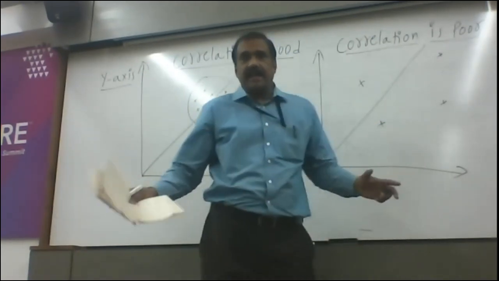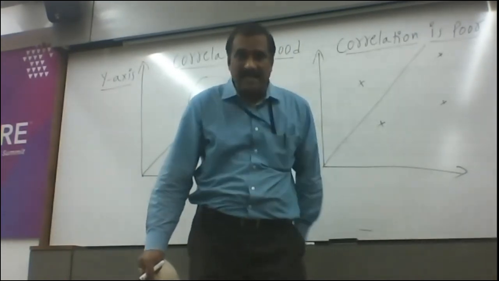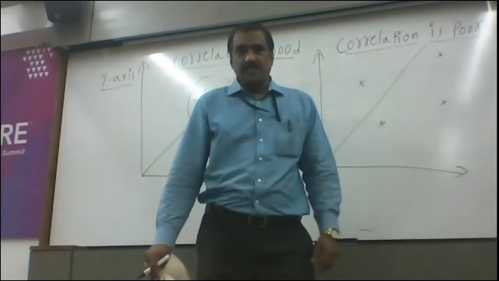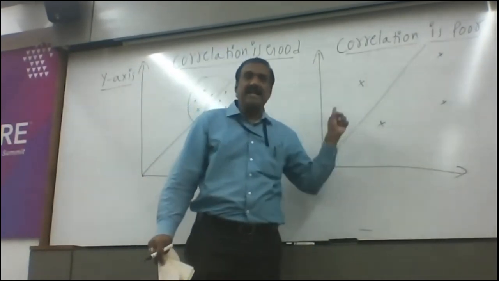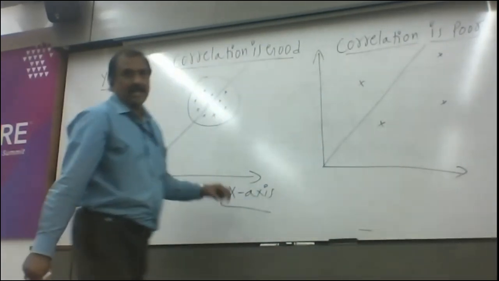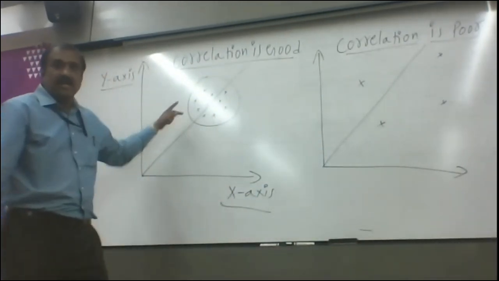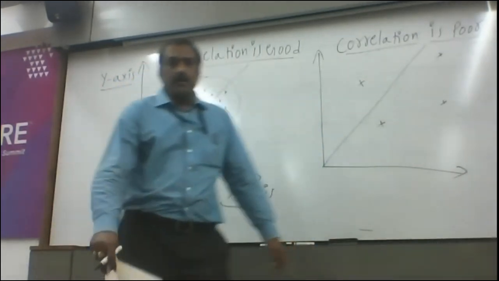Deviated, differentiated. There is no same opinion. There is no matching of opinion. Understood? So when we plot that, if we are getting like this, we can say correlation is poor. And when they are coming closer like this, you can say correlation is good. Understood? So please note down.